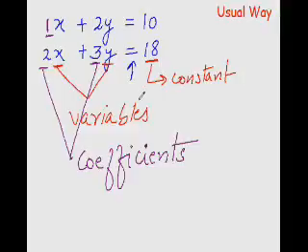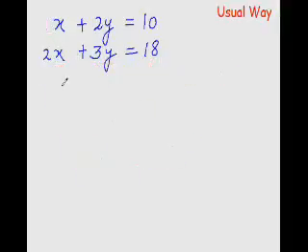Now let's see the usual way of solving the simultaneous equations. There are a couple of ways for solving simultaneous equations, like the elimination method and the substitution method. I would be using the elimination method to solve these equations the usual way. Basically in the elimination method, all we try to do is eliminate one variable out of the two variables, x and y. So one variable would be eliminated. How? By making the coefficients equal. So basically we cross multiply the coefficients.